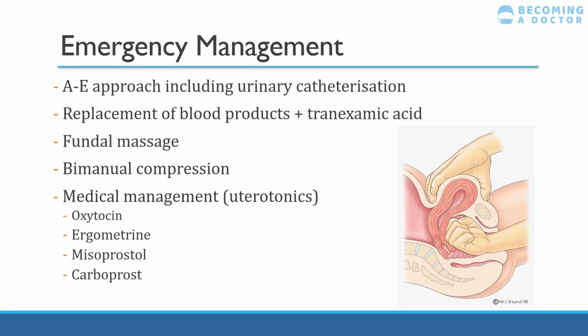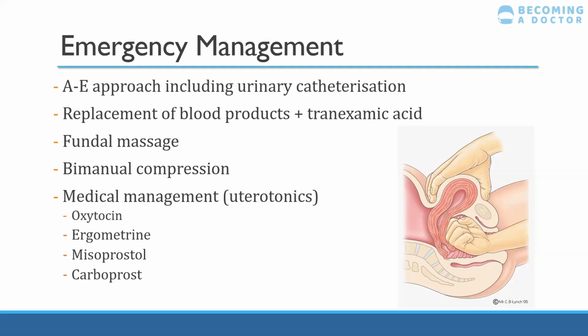So that starts with fundal massage, so that's just finding the fundus by the abdomen and slowly massaging it down to see if you can get it to contract. Your second thing would then be bimanual compression, which is what the picture shows. While you do this, you would insert one hand PV. You would try and expel any clots from the vagina or the uterus that you could feel, as these can often inhibit uterine tone as well.